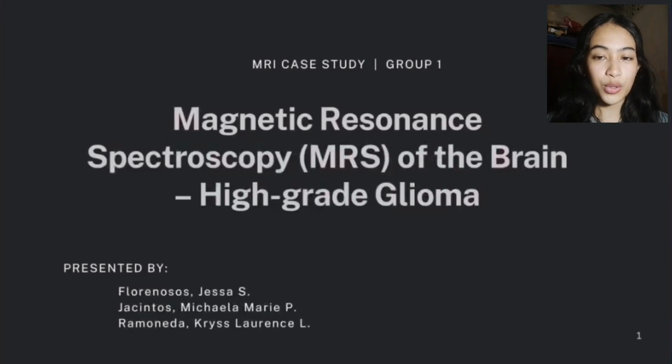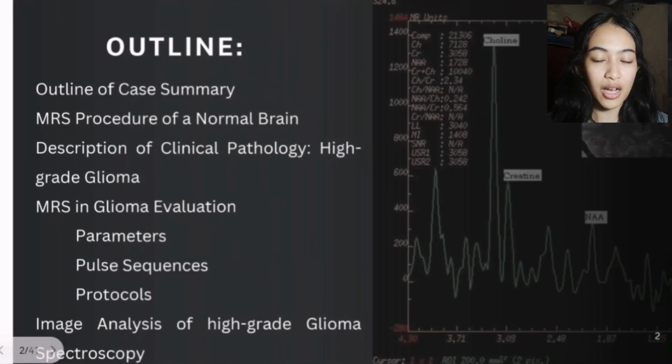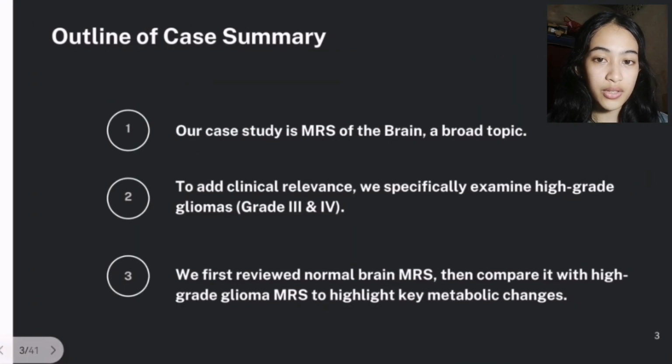So, good day, sir. This is Group 1's case study entitled The MR Spectroscopy of the Brain featuring a high grade glioma. And this is our case outline. As you can see, our study is much broader, and since MRS is often used in brain tumor assessment, we are focusing on high grade gliomas and exploring their diagnostic importance.